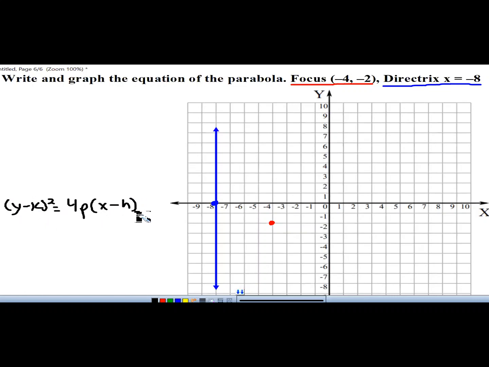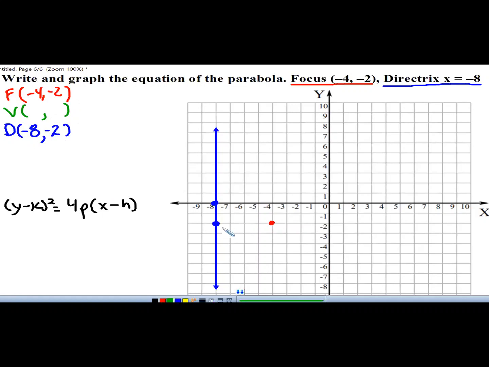So far so good, yeah? Some of you are already way ahead of me. So let's see what they give us. They give us the focus, -4, -2. We need a vertex, of course. We need a directrix point, which means a point that's on the directrix line, aligned to the focus. Let's start there. So here's my focus. I go all the way straight to the directrix, and the point on the directrix is at -8, -2.